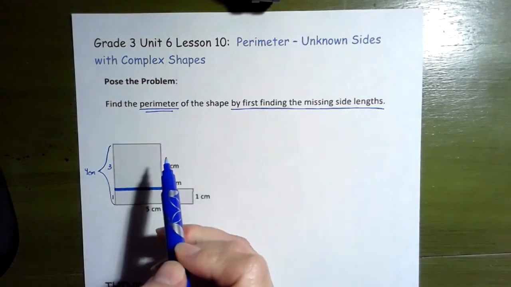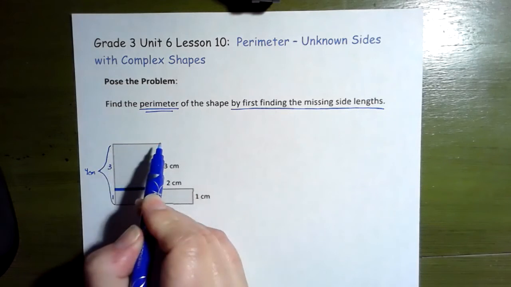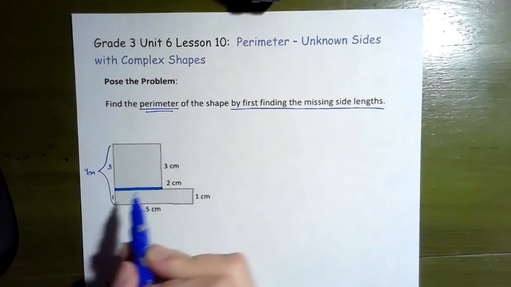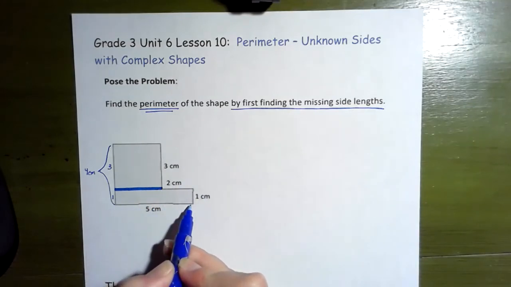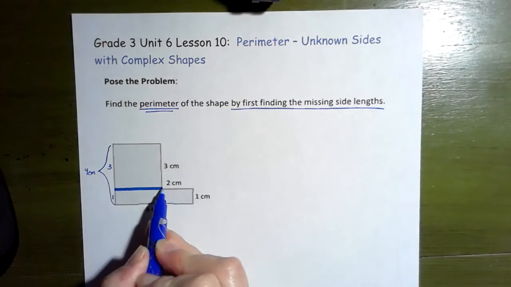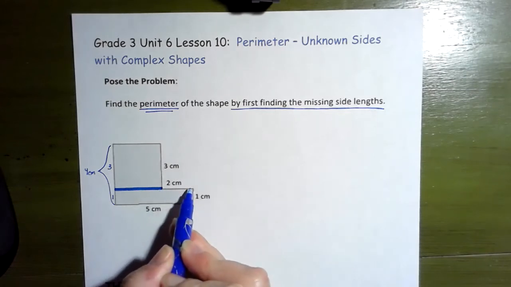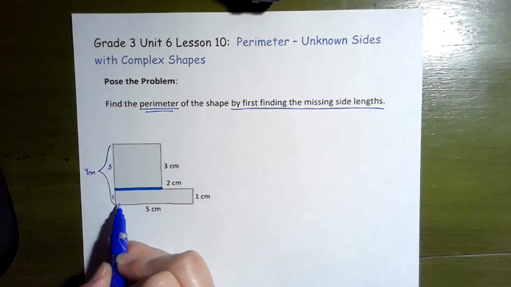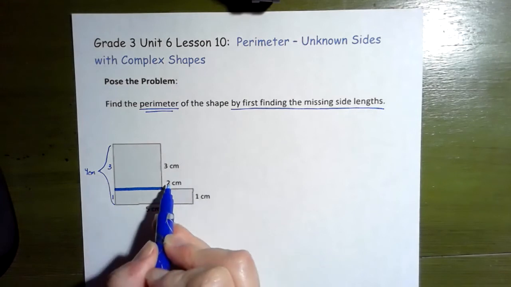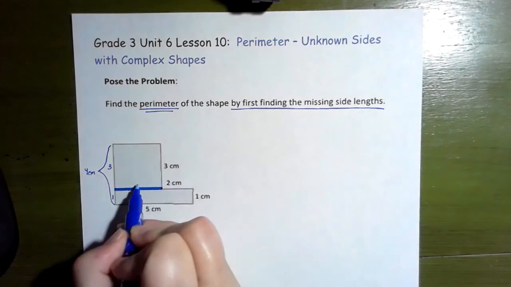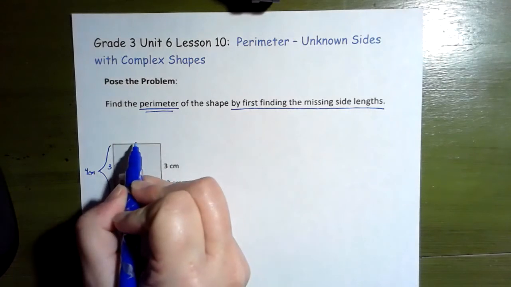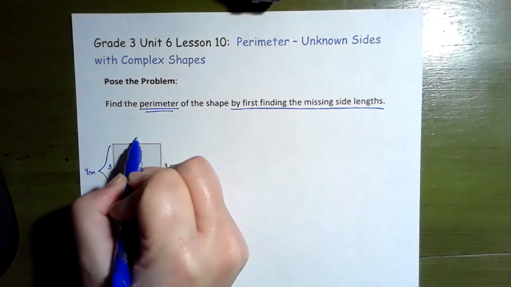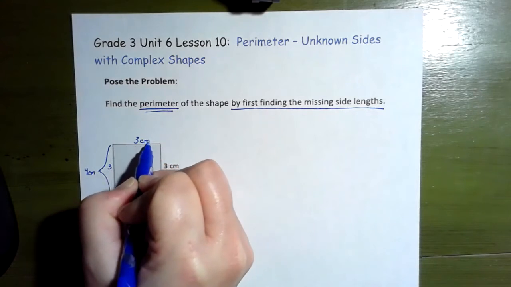Good thinking. How about the missing side length on top? Interesting. This side length here is 5 centimeters, and this piece is 2 centimeters. So we might remember that 5 minus 2 equals 3. So this piece is 3 centimeters, which means this side length up here is also 3 centimeters.